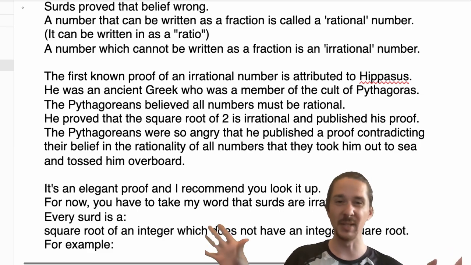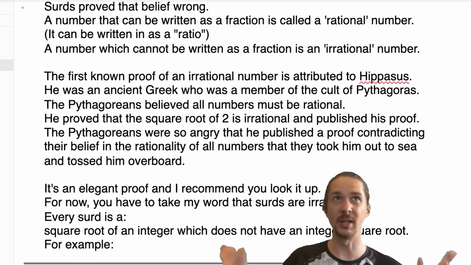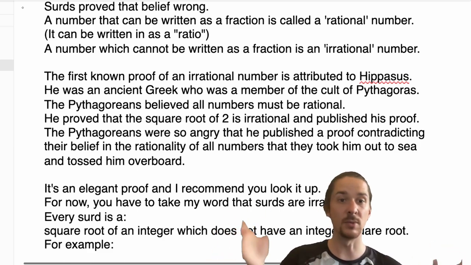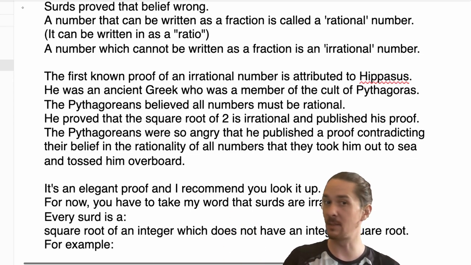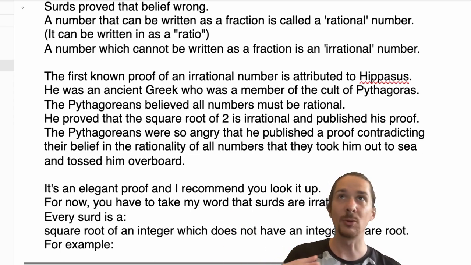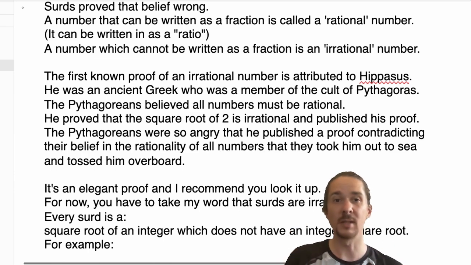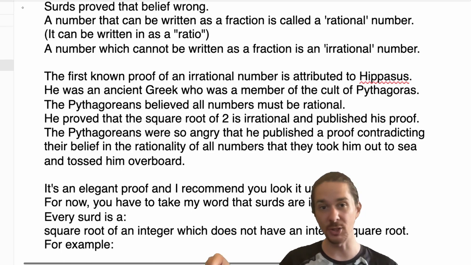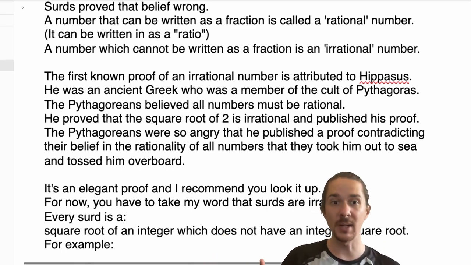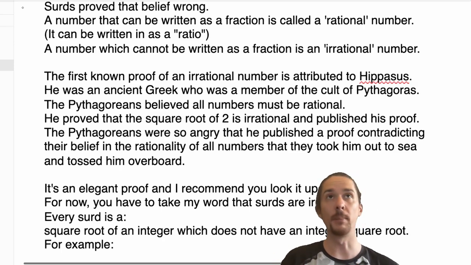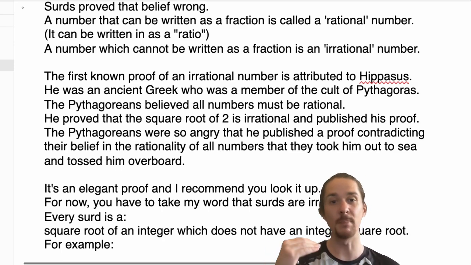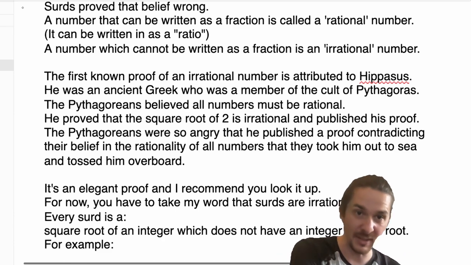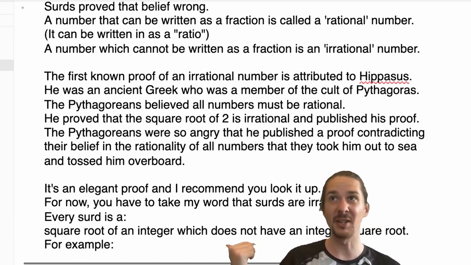He probably never met Pythagoras. Pythagoras died when Hippasus was like 5 years old. But he was into maths and he was into Pythagoras' cult. Now, the Pythagoreans believed all numbers must be rational. Hippasus proved that the square root of 2 is irrational, and the Pythagoreans were like, okay, you're wrong, so don't publish this. But he published it anyway, and they were so angry that he published a proof contradicting their beliefs that they took him out to sea in the Mediterranean and tossed him overboard.